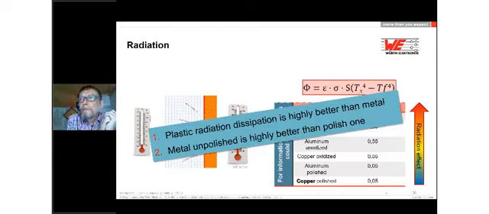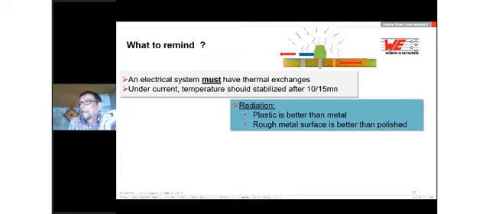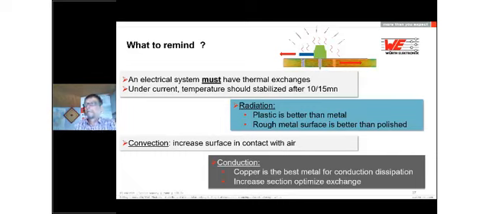First of all, what do we have to remind regarding heat dissipation? An electrical system must have thermal exchanges. Under current, temperature should be stabilized after 10-15 minutes. Regarding radiation, plastic is better than metal, and a rough metal surface is better than polished. Regarding convection, we have to increase our surface in contact with air, then the convection is better than before. Regarding conduction, copper is the best material for conduction dissipation, so that's why we use cables made out of copper. And if we increase the section, we optimize the exchange.